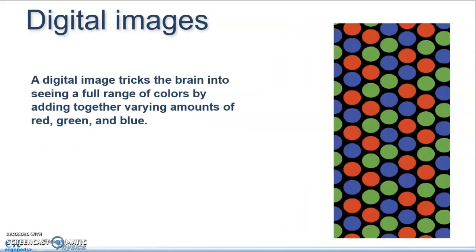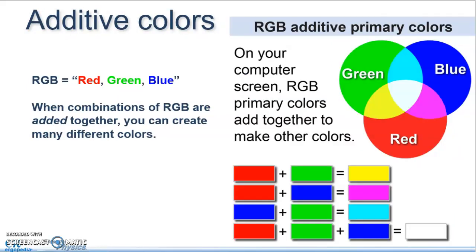Alright, so a digital image in a way is a trick, because the colors in a pixel on a screen are actually just red, green, and blue, but by varying the amounts of red, green, and blue in each pixel, you can trick the brain into seeing a lot of different colors. And this is the additive color thing.